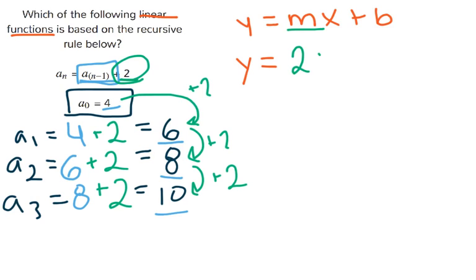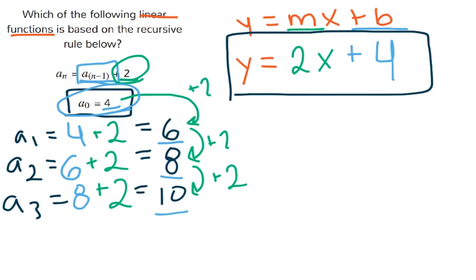Every time that we go to the next value, we're increasing by 2. So the slope is 2x, or the 2 is the slope, so we're multiplying x by 2 each time, and then our next part is plus b, so we're looking for the y-intercept, or the starting value, and that is where we looked at a sub 0, which is equal to 4. We started with a value of 4. So our linear equation is y equals 2x plus 4.